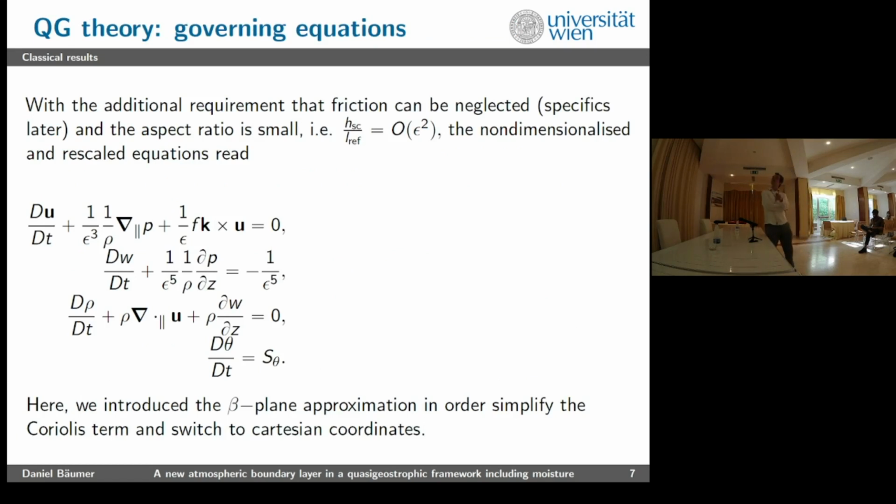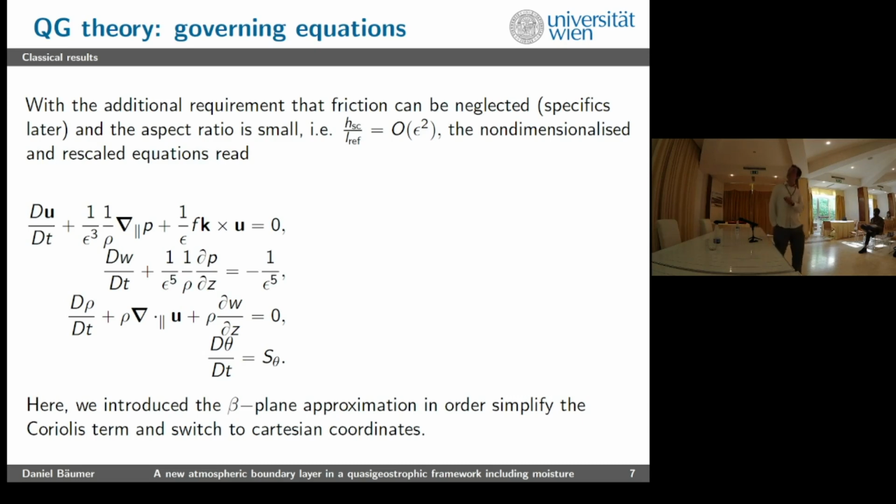All right, so again, we can neglect friction. And we also specify that the aspect ratio is small. This is the ratio of the vertical to the horizontal length scale, which is quite natural if you just think of the shape of our planet and the atmosphere. So the height of the atmosphere is very small compared to the radius or circumference of the Earth. So in this case, we estimate it to be of order epsilon squared.